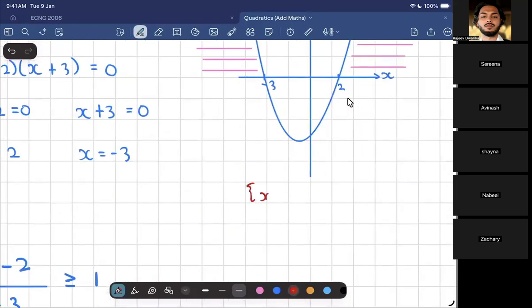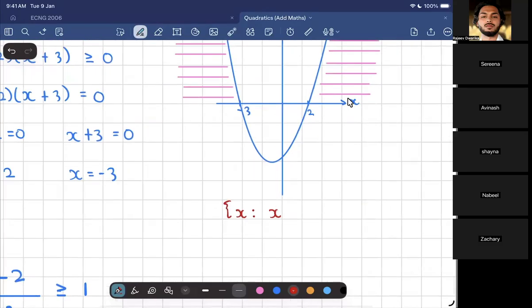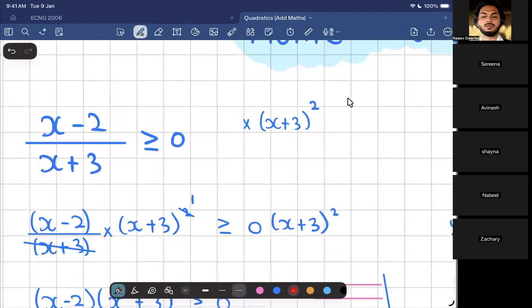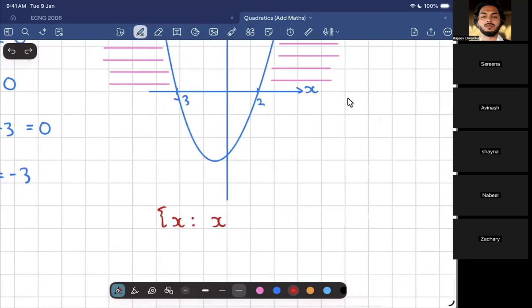So look at how I'm going to write my solution. I'm going to say x is such that x is... Now, if you look at these signs, you might be tempted to say less than or equal to and more than or equal to, but there's a catch here. Serena, maybe you would have written x is less than or equal to -3, union x is more than or equal to 2. Did you write that? Yes, sir. Okay, but you would lose a mark, eh?